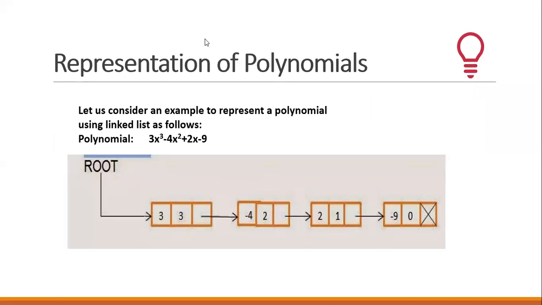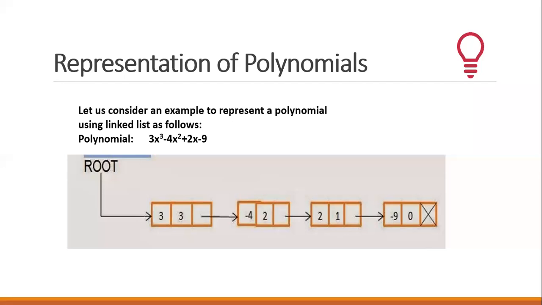Or we can say in that case we have to make two different linked lists. But in this case where you have x only throughout, you can make use of one linked list only and you can represent it. So now a very important point comes over here: how are we going to represent it using a linked list?